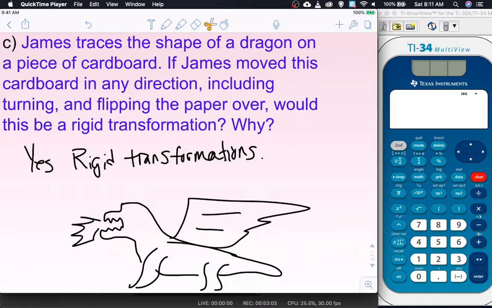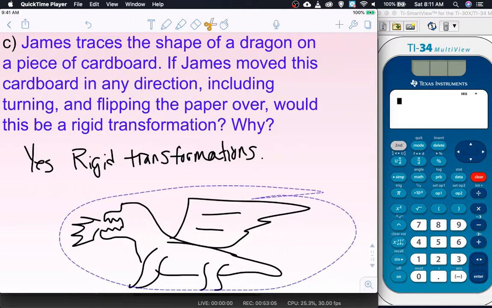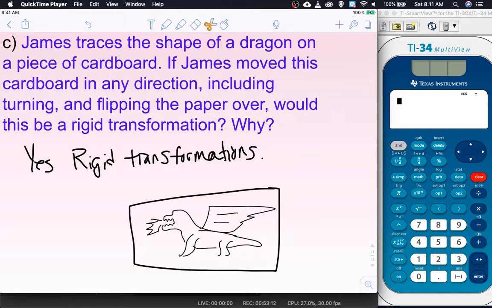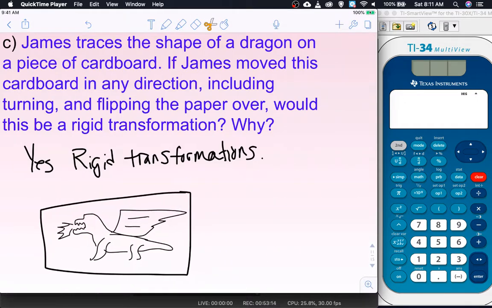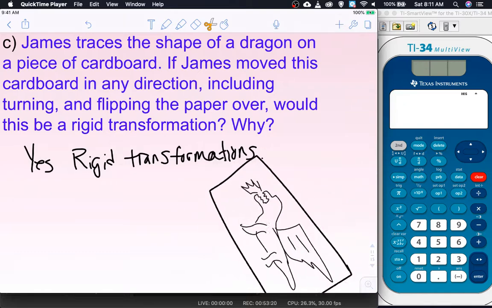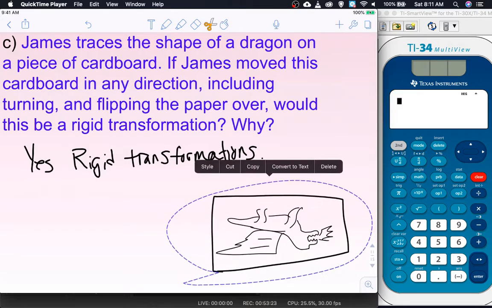All right, so if he takes this and it's on his piece of cardboard. Here, let me draw his piece of cardboard too. Boom, boom, boom, boom. Yeah, there's his piece of cardboard. Now he takes this and hands it to a friend and slides it over. It's still the same dragon. It didn't get bigger or smaller. If he turns it over, it's still the same dragon. It didn't get bigger or smaller.